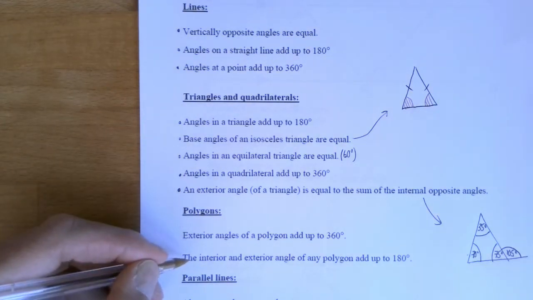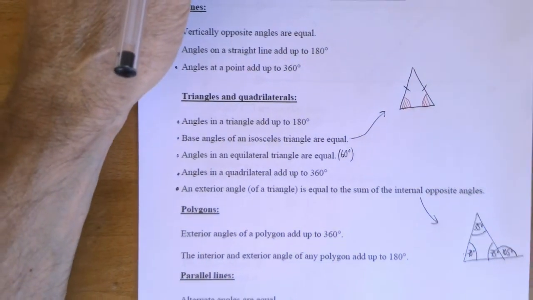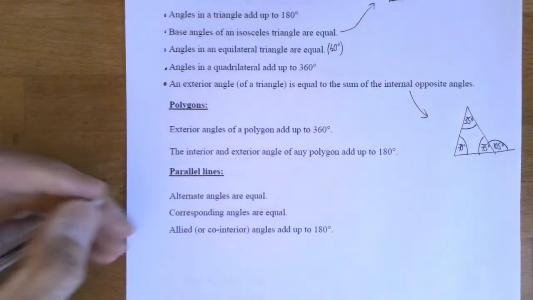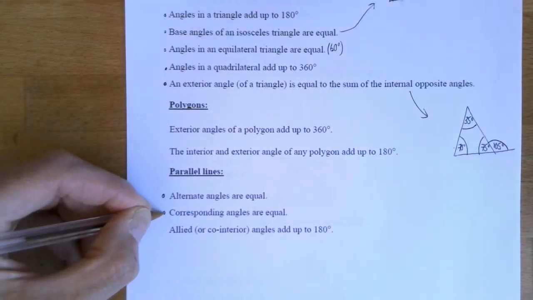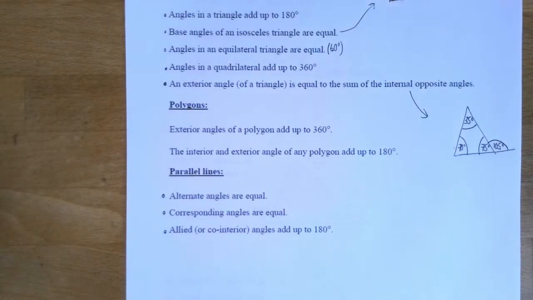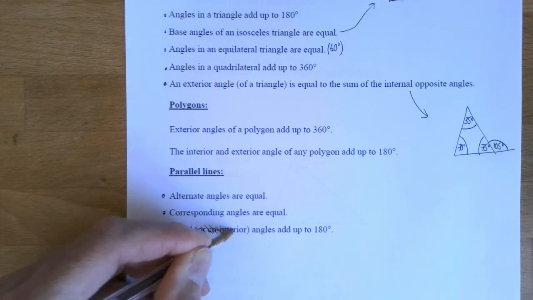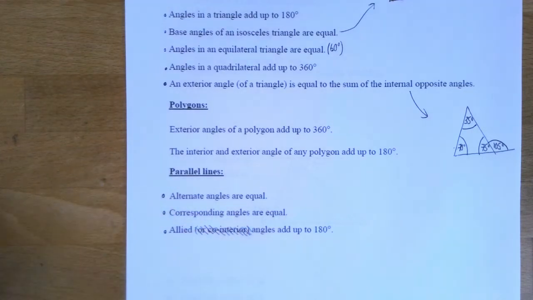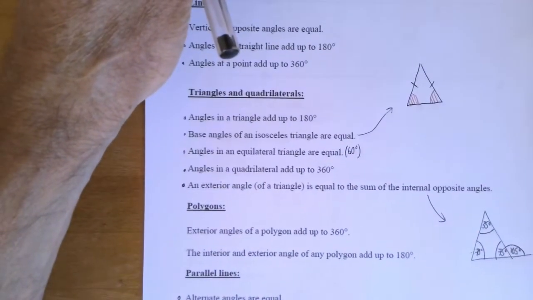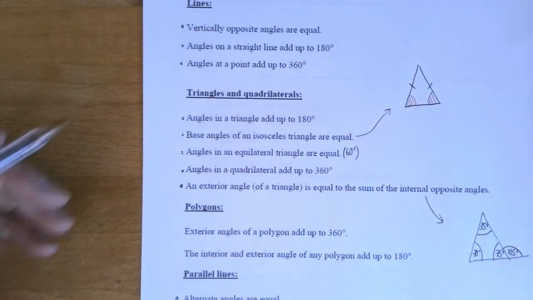Don't worry about polygon angles, we're going to come to that shortly. And there are the three rules. So if you've made good notes from last lesson, you don't need to use those. Co-interior is a phrase that's a bit old-fashioned, but I tend to use allied for that. So I'm hoping that that's a good start.